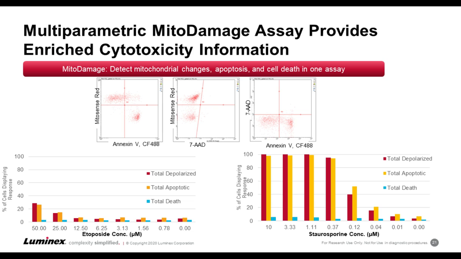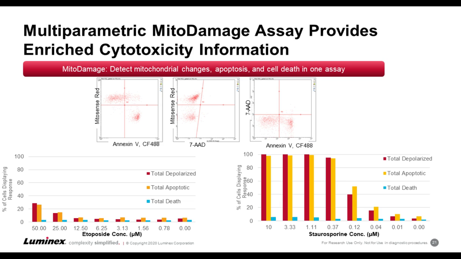So here we show you some examples of a multiparametric assay, which is the MitoDamage assay. The MitoDamage assay provides information on 3 parameters simultaneously: mitochondrial potential, annexin V-based apoptosis, and cell death. The dot plots show you the simultaneous changes in these populations, whether there's both mitochondrial change and annexin V, or annexin V and cell death. So the plots give you really very detailed, comprehensive information.